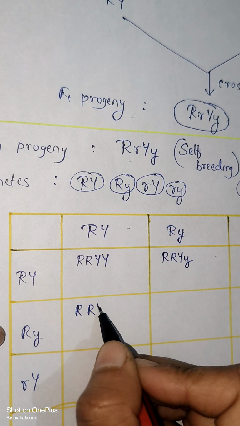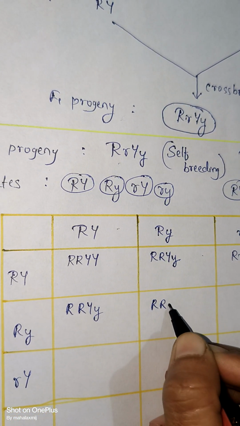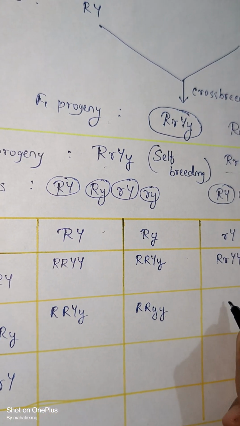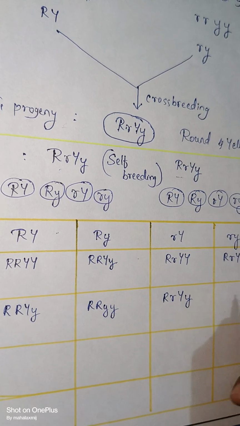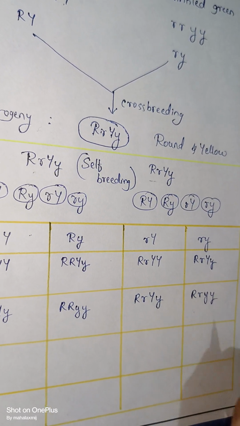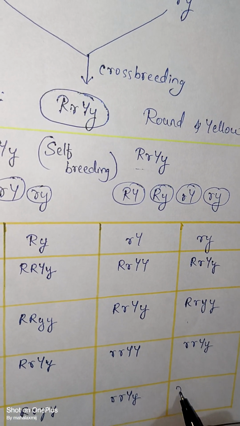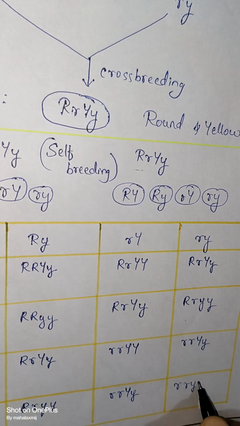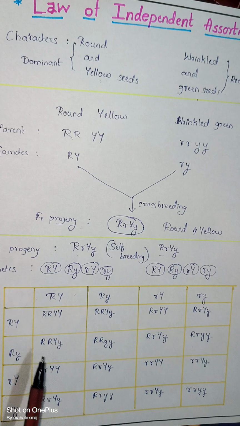small y, capital Y, capital R, small y, capital R, capital Y, small y, capital R, small y, small y. And in the last box again we are getting small r, small y, small y. Now we have to identify what phenotypes these are.